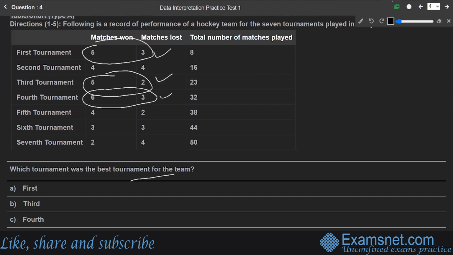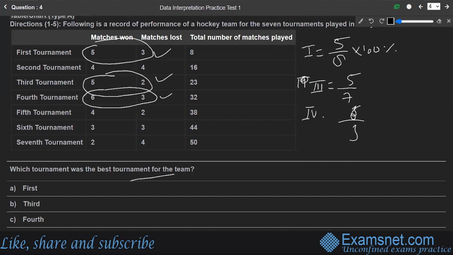For that, we can find out the winning percentage. For the first tournament, the winning percentage becomes 5 by 8 into 100%. For the third tournament that we have selected, the winning percentage is 5 by 7. In the fourth tournament the winning percentage becomes 6 out of 9. Clearly, if we look at 5 by 8, 5 by 7 and 6 by 9, we can easily find out that the third tournament becomes the highest winning tournament for the team. So the third one is the right answer, that is option B.